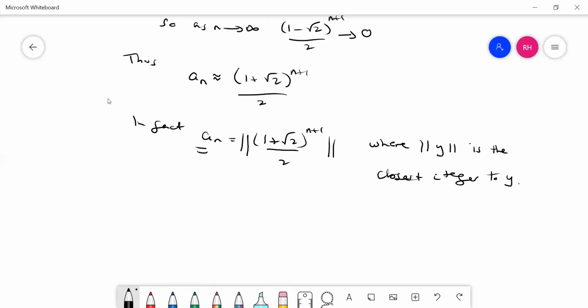So here, for example, what's A100? A100 is just the closest integer to (1 plus root 2) to the 101 on 2. So you can get a calculator or computer to very quickly work that out to the nearest integer.